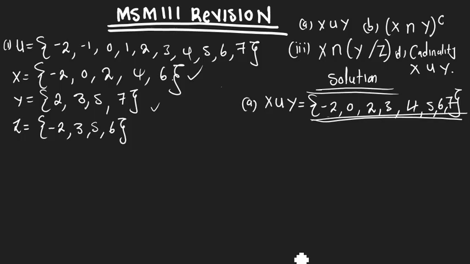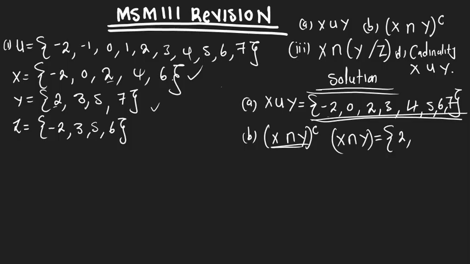If you have a question, just unmute yourself and talk to me. So we have done X union Y. We find X intersection Y complement. I always tell you, work out what is in the brackets. So this is just the same as X intersection Y. So let's find X intersection Y first. Where is X and Y intersecting? We have 2. So this is going to be this set.